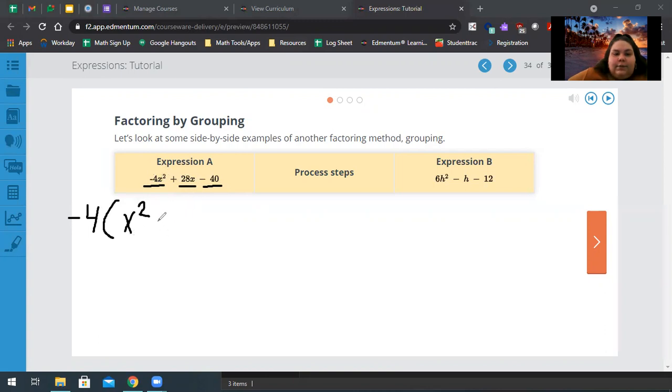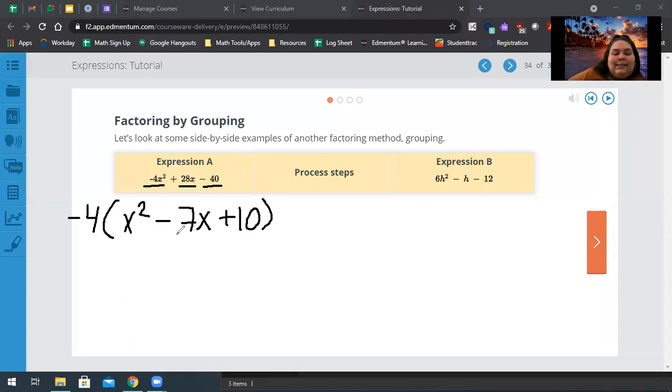Plus 28x becomes negative. It will no longer be 28. 28 divided by negative 4 is negative 7x. Negative 40 divided by negative 4 is positive 10. So we just factored this. I can factor even more.